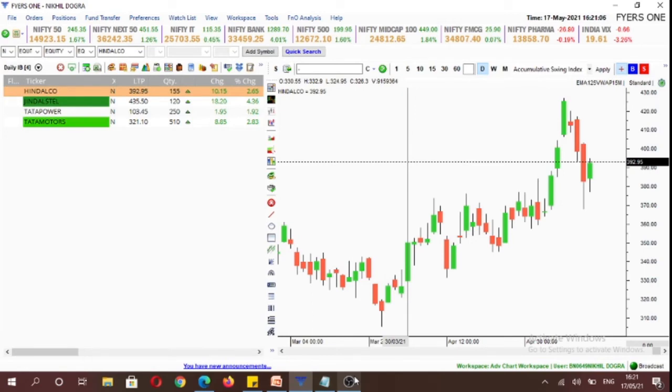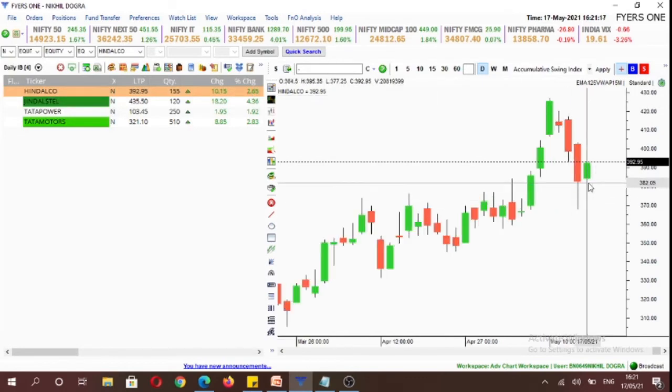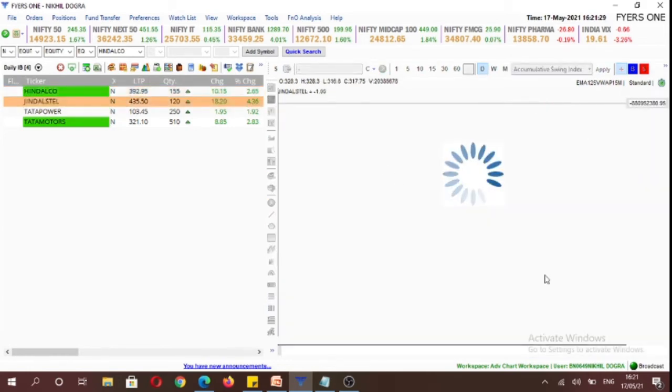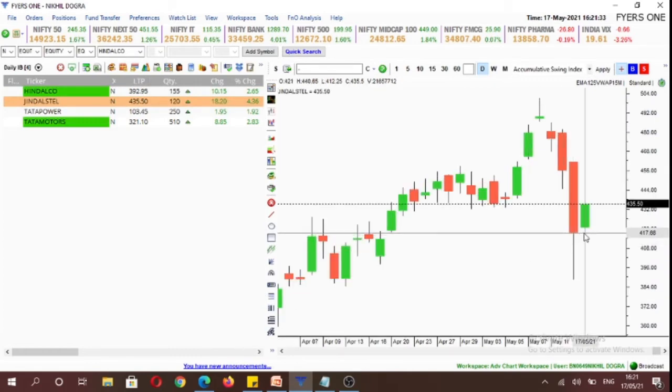Now, we would be discussing our stock watch list for tomorrow. The stocks that we have chosen are Hindalco, Jindal Steel, Tata Power, and Tata Motors. So, if we see Hindalco, it has formed an inside candlestick. So, we'll look for buying opportunity above 395.45 level in Hindalco, or we'll look for selling opportunity below 377.15 levels. And our second stock is Jindal Steel. We'll look for buying opportunity above 440.75 levels, or we'll look for selling opportunity below 412.15 levels.